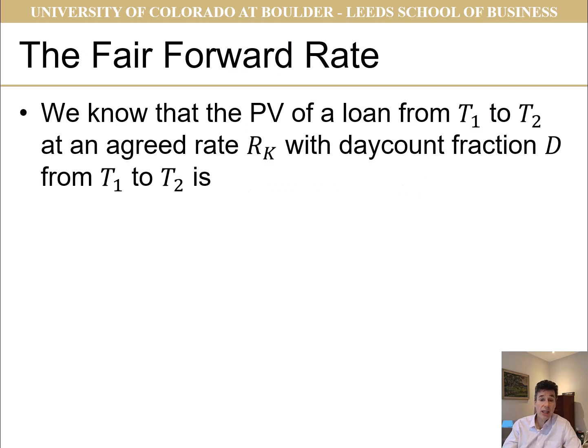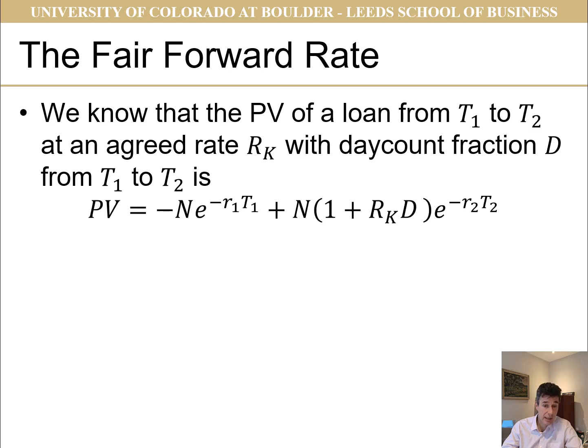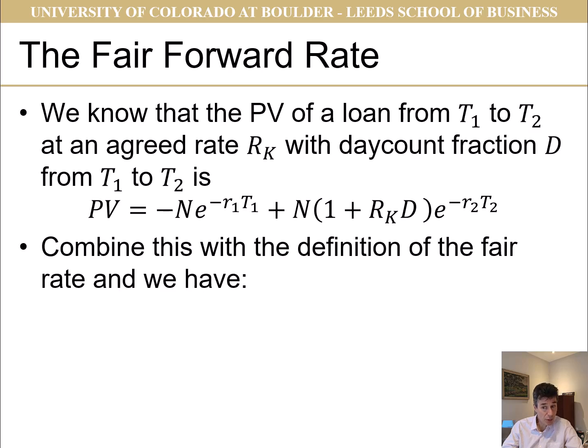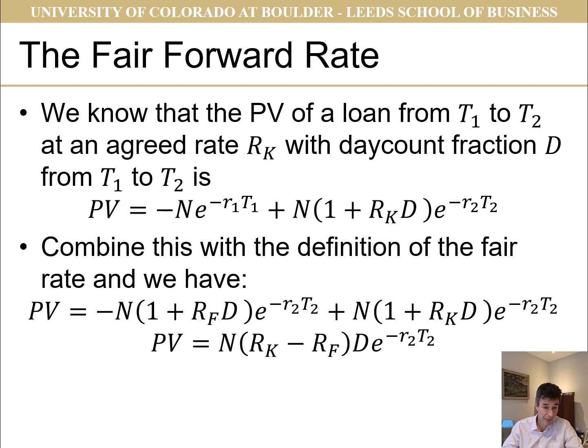We know the present value of a loan from T1 to T2 at an agreed rate RK with day count fraction D is our formula. Present value is negative N e to the minus r1 t1 plus N times the quantity 1 plus RK times D e to the minus r2 t2. We do a lot of manipulation, some algebra, and we end up with PV equals N times the quantity RK minus RF times D e to the minus r2 t2.